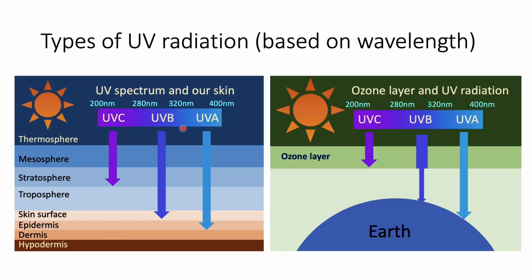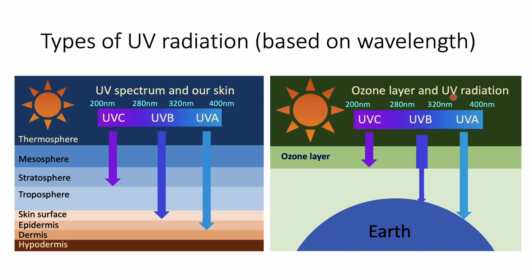So here is the pictorial representation of the same thing. We have the UVC radiation, which is mostly blocked in the stratosphere, so it doesn't reach even the troposphere. UVB is in the region from 280 nanometers to 320. So this can actually go up to the skin surface, but UVA, close to 400 nanometers, can actually enter up to the epidermis. So these are the three different types of UV radiation.